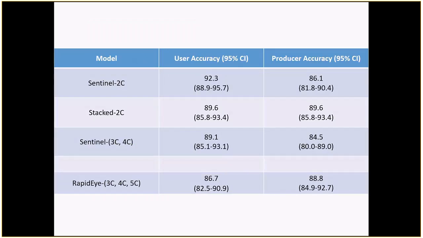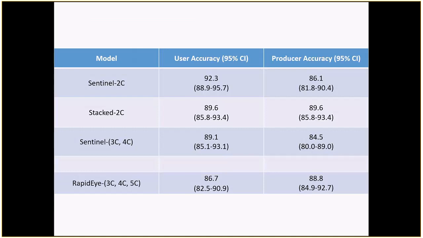This table shows you the user and producer accuracy for some of the top models, as well as the best models from the RapidEye imagery, which are not immediately ranked below those others. The way to read this is the model name is the imagery that the variables come from, so Sentinel, Stacked, or RapidEye, and then 2C refers to the 2-class system, so matching the policy of separating out 1 and 2s from 3s to 5.